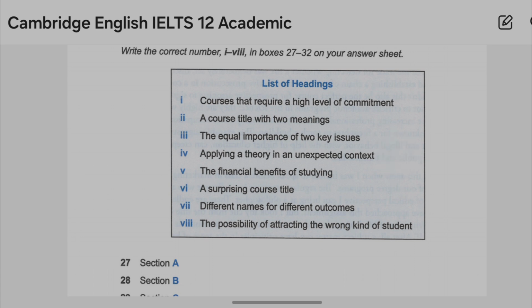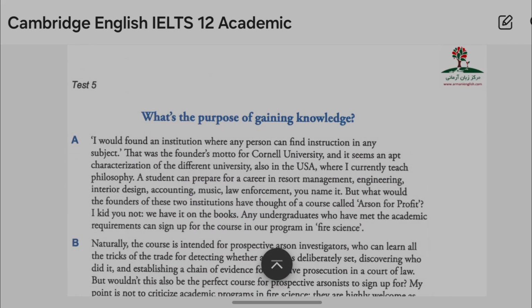Fifth is the financial benefit of studying. Well, the writer talks about the universities and the courses, but he doesn't mention any financial method or benefit of studying. So this is not the answer. Sixth is a surprising course title. Yes, this might be the answer because the writer has given a particular emphasis on the course named Arson for Profit. So you can see here that he says, but what would the founders of these two institutions have thought of a course called Arson for Profit?